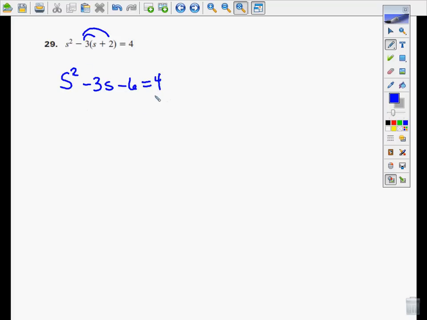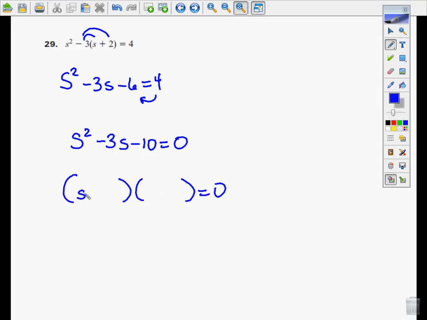Now I want to set it to 0, so I'm going to have to subtract the 4 from both sides. So s squared minus 3s minus 10 equals 0. Now I'm ready to factor. I have an s and an s. I know I need a positive and a negative because I have a negative constant term. Factors of 10 that will give me a 3 are 5 and 2. I need it to be a negative 3, so I want a negative 5 and a positive 2.